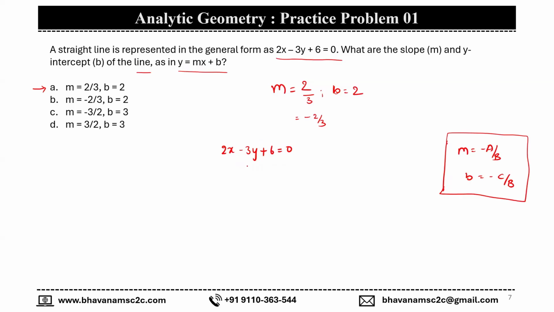If you convert this, it's going to be 2x plus 6 is equal to 3y. I took this negative 3y to the right hand side, which is positive 3y. Now it is 2 by 3x plus 6 by 3 is equal to y. If you see, this is in the format of y equal to mx plus b. What is the value of m? m is 2 by 3, and b is 6 by 3, which is 2. So your answer is option A.